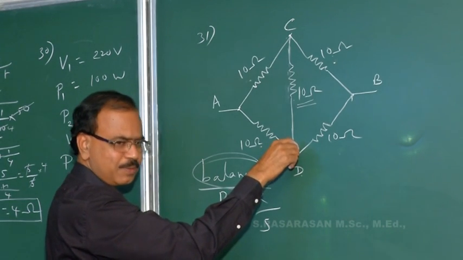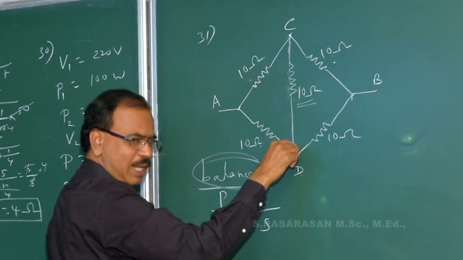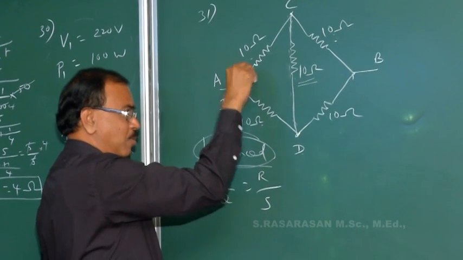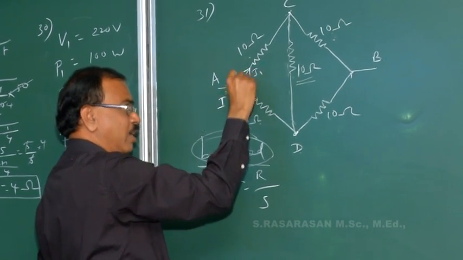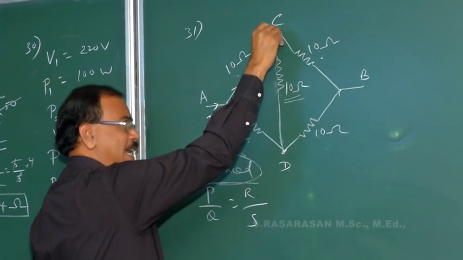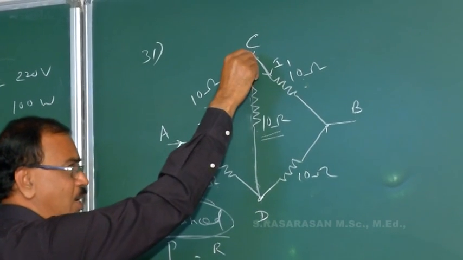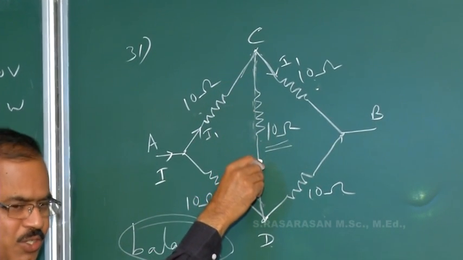So no current goes through this path. That means the current I coming here passes as I1 through this resistor. The same I1 passes through this resistor also. Why? No current is passing through this resistor. That is the concept.